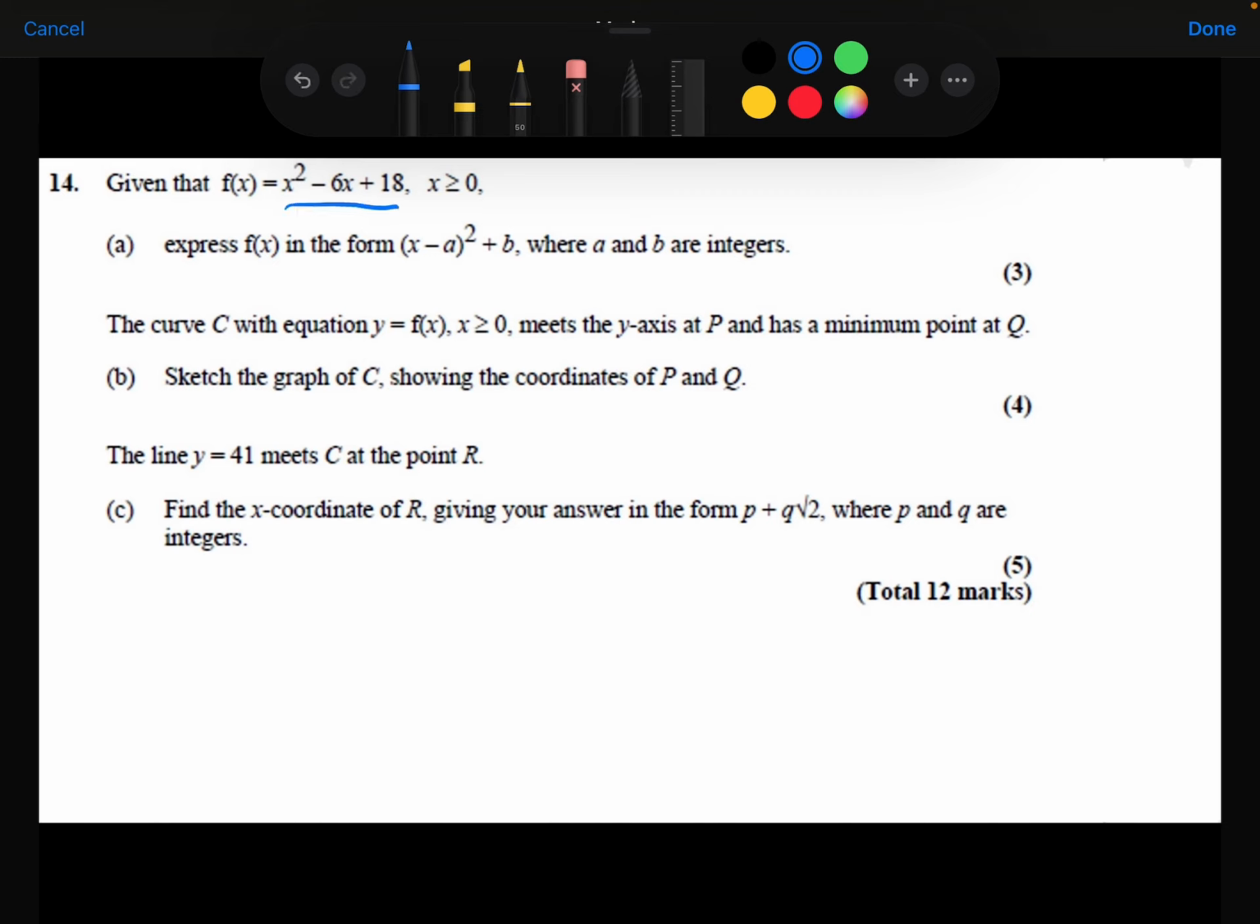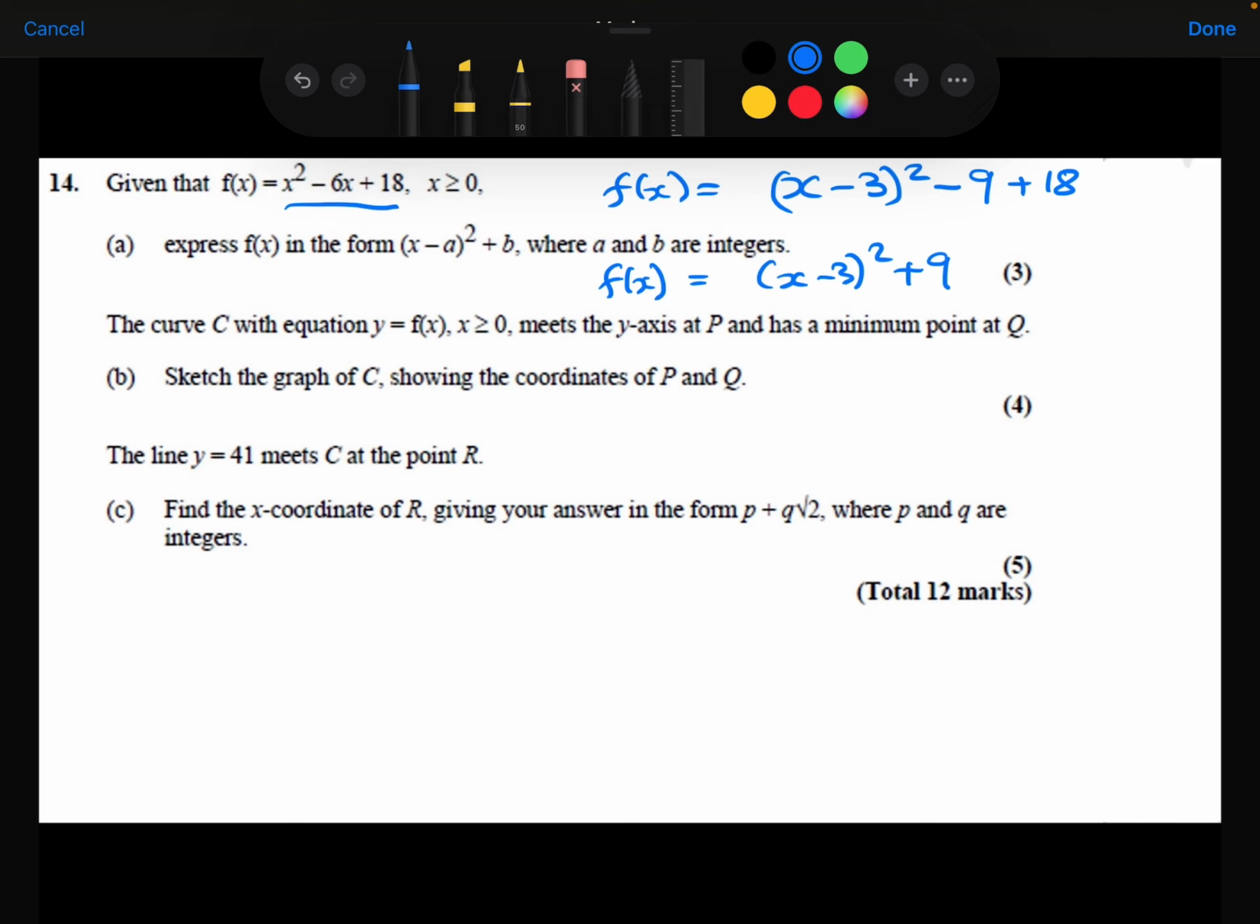So I am going to half the 6, which is 3. I'm then going to take away 3 squared, and then I'm going to add the 18 on the end. So that gives me x minus 3 all squared. The minus 9 plus 18 is plus 9. So that's my f of x function. So a is the 3 and the b is the 9.